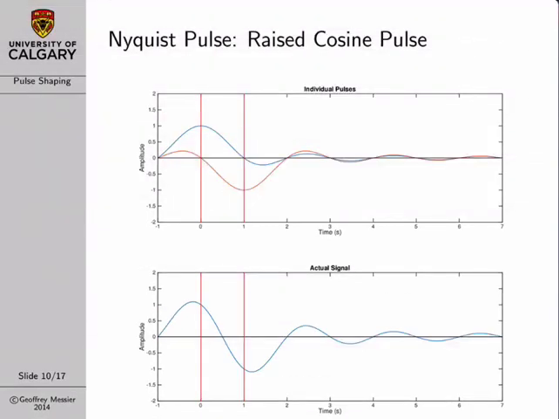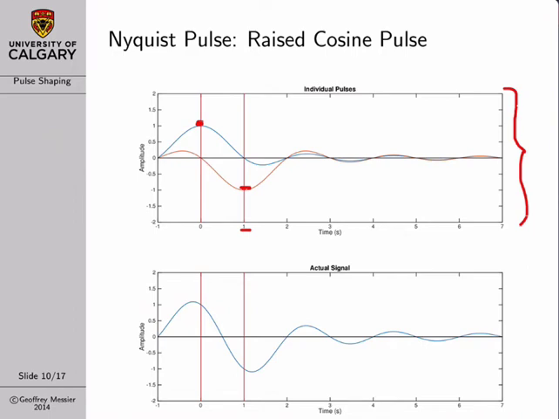In this next slide, we've added our second pulse. So our first pulse has an amplitude of 1 at time 0. Our second pulse has an amplitude of -1 at time 1. And in this upper plot, the pulses overlap, and I've shown them individually.